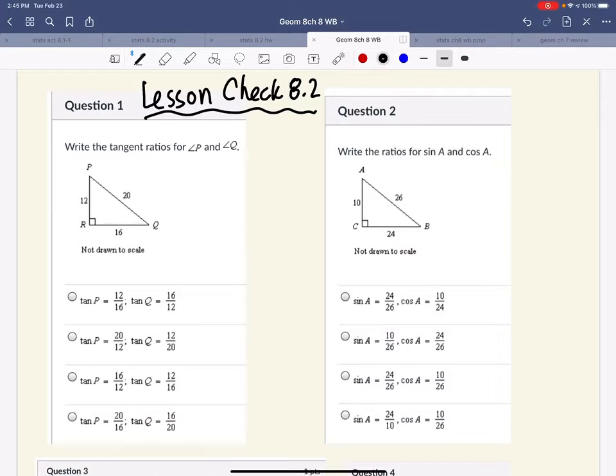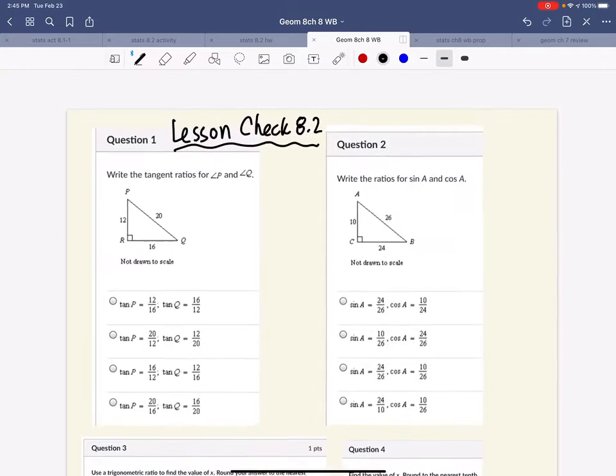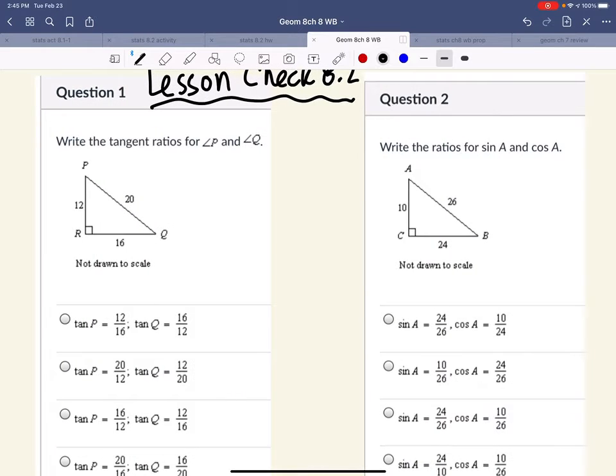So let's do it. We're reading the question very carefully and following our steps, right? It says write the tangent ratio for angle P. So first I have my reference angle. Here's my triangle, right? It's a right triangle and here's my reference angle. This is opposite. This is my hypotenuse. And this is my adjacent side, right?